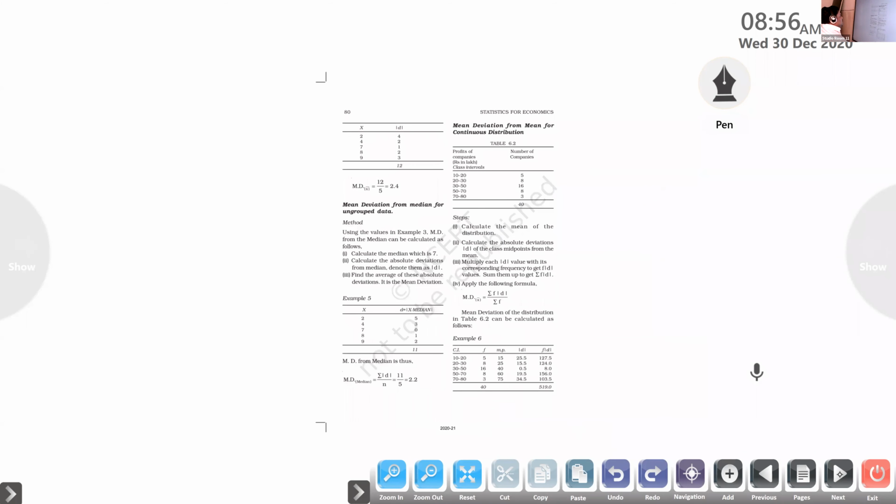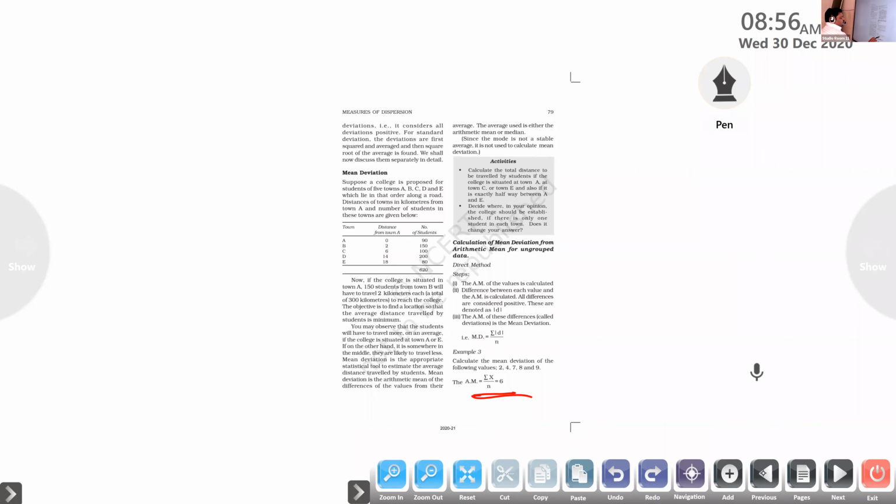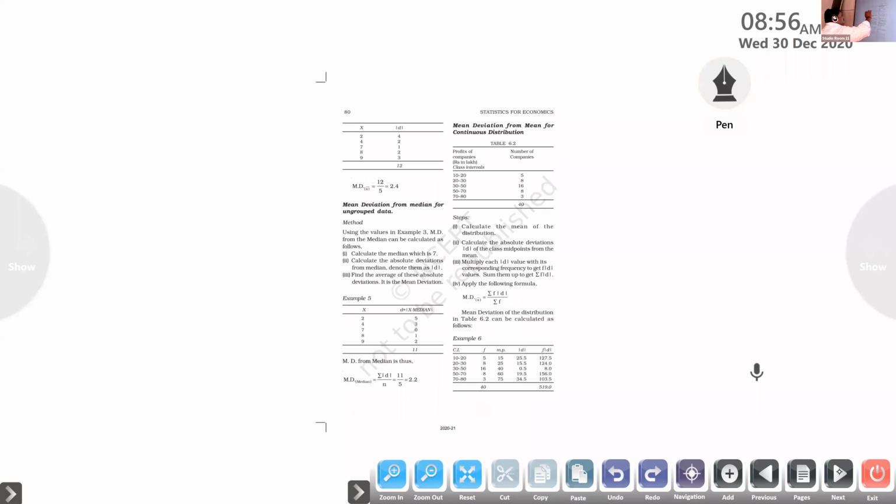So we got AM here. Next, the values. What are the values here? Observations 2, 4, 7, 8, and 9. We want to find out the difference from the arithmetic mean. For each of these values, the difference between 6 and 2 is 4, right? We are not going to consider negative or positive values here, so all values are positive. Just understand that. It is the absolute value. That's what I already told you, that the D is in between two vertical lines.